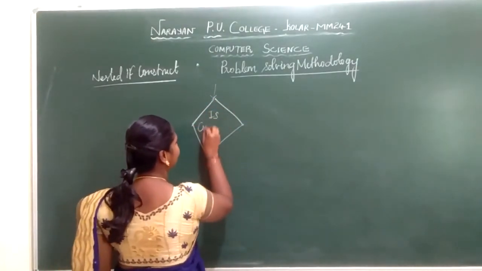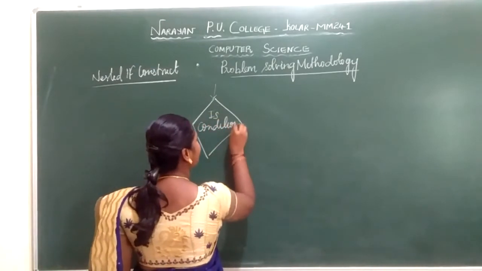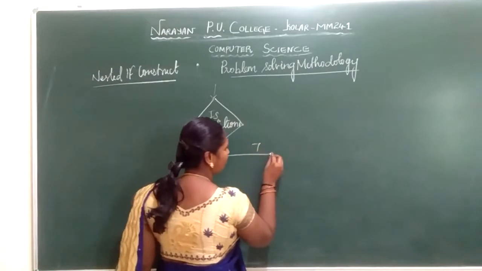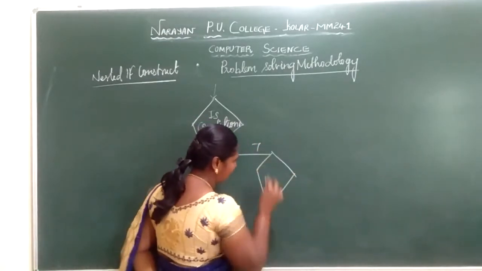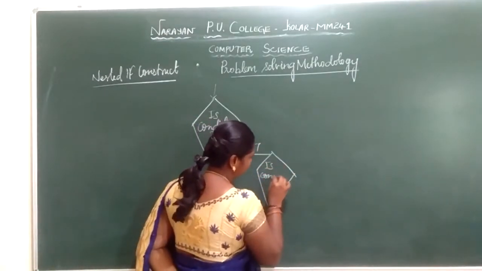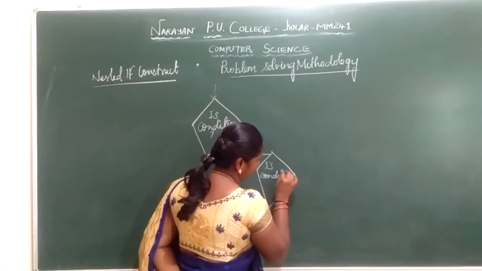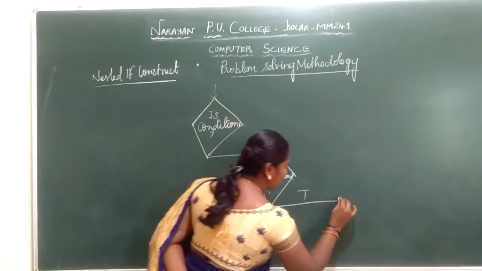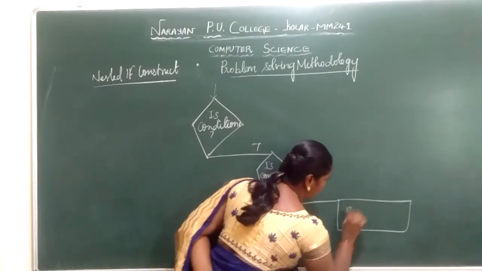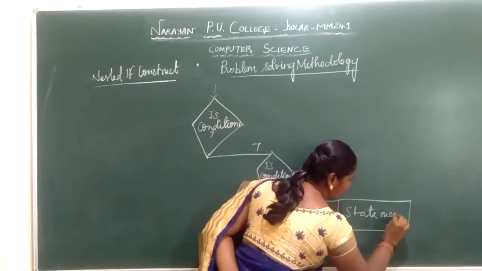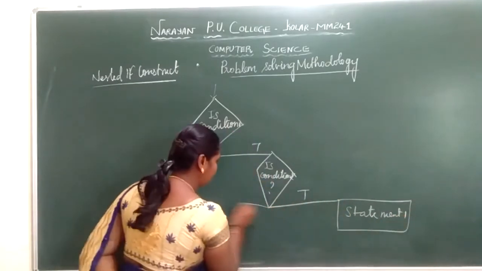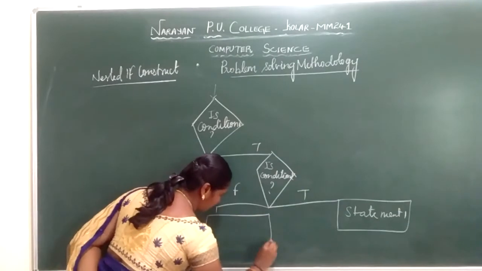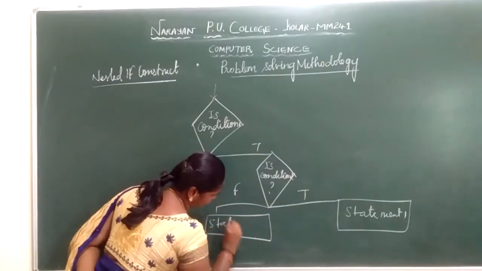This condition 1, if it is true, it's going to check for another condition. Is condition 2 true? If it is true, it's going to execute statement 1. Else, if it is false, it's going to execute statement 2.